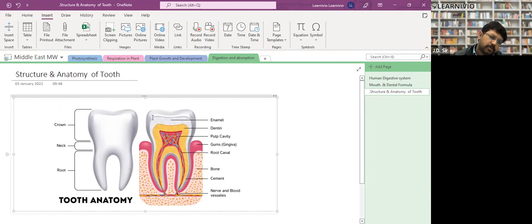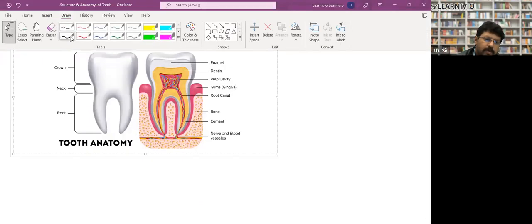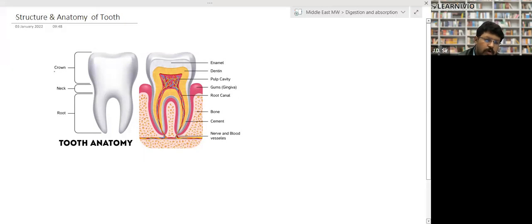Morphologically, teeth have three parts: the first part is called crown, the second part is called neck, and the third part is called root. If we take the lateral section, we will find the upper white cover, called enamel. Enamel is considered the hardest animal substance on the earth. That question has been asked in medical exams.